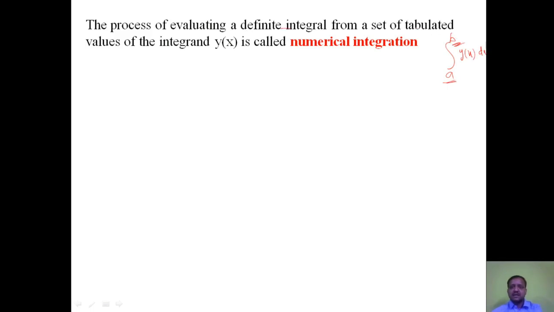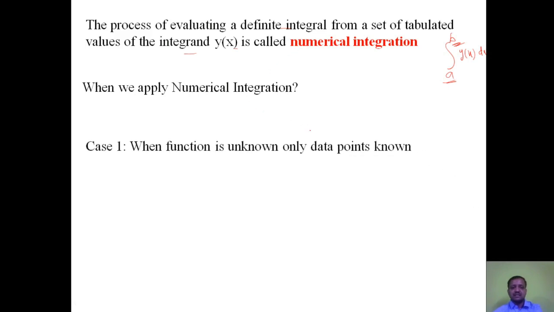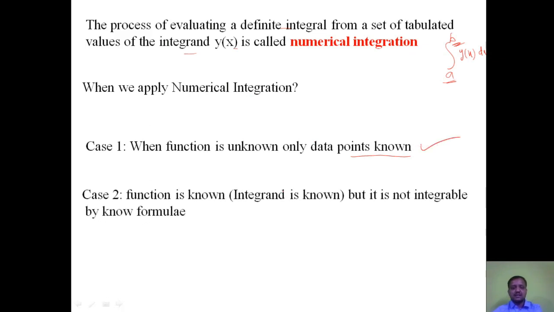From its tabulated values, meaning we don't know the function and we know only data values of the integrand, it is called numerical integration. Through those data points you can evaluate the integration. We apply numerical integration when the function is unknown and only data points are known. This is one situation. Another case is when the function is known but it is not integrable by known formulas.